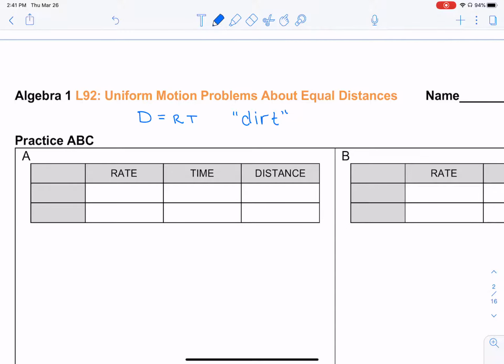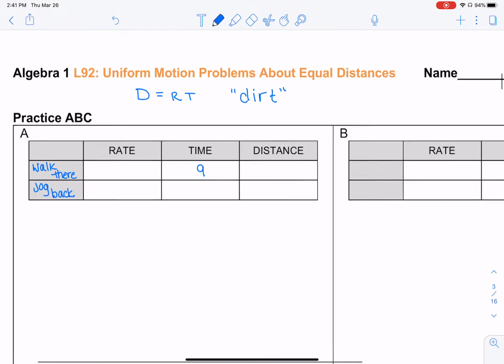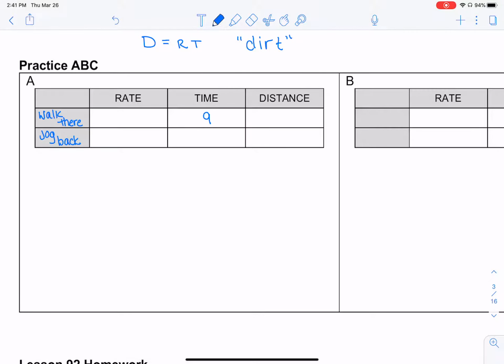Well, we see that our chart has this listed as 2 rows. 2 different scenarios are going to happen. We're going to have a walk there, and we have a jog back. So I'm going to go ahead and label it walk there, jog back. Those are the 2 scenarios that present different rates. And then I pull information from what we just read. It took 9 hours to walk there, so that goes in the time. And then when they jogged back, it only took 3 hours.